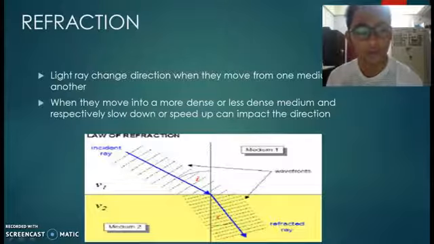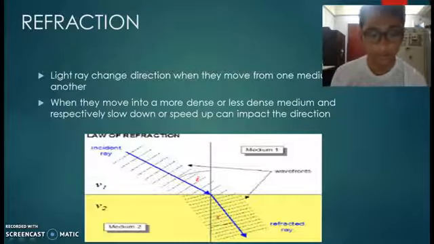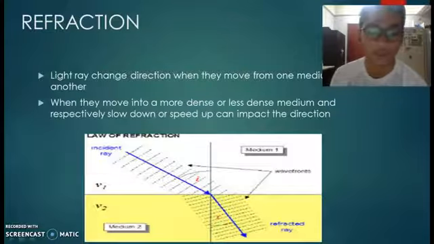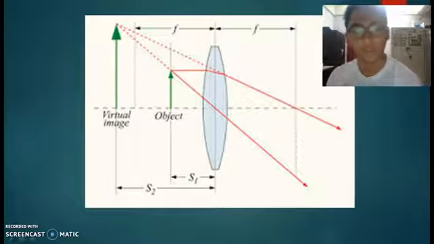Refraction. It happens when light rays change direction when they move from one medium to another. When they move into a more dense or less dense medium, they respectively slow down or speed up, which can impact the direction. Okay, this is it.